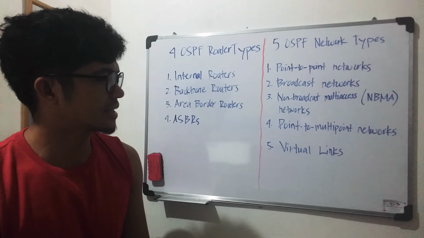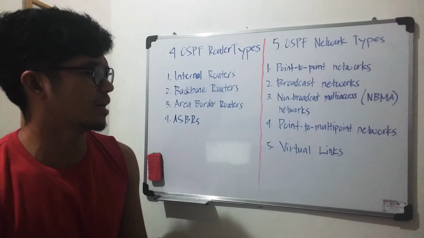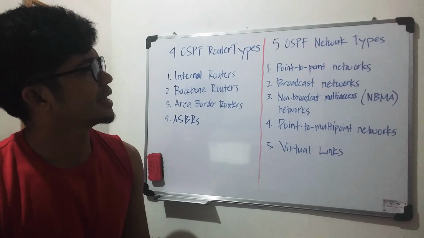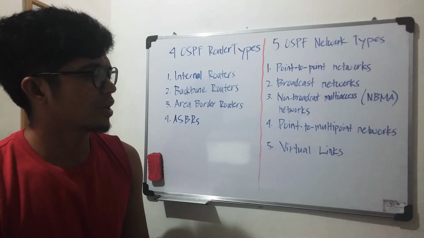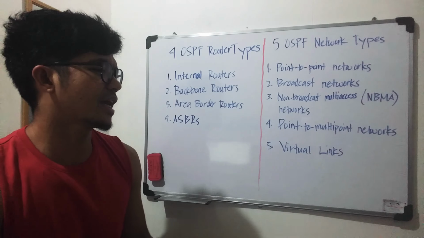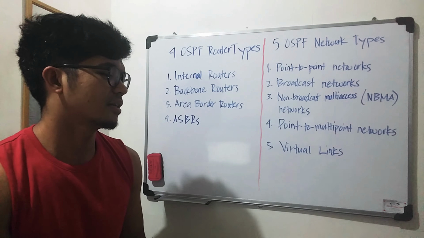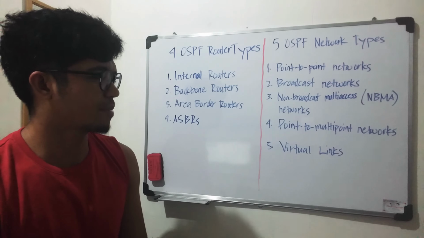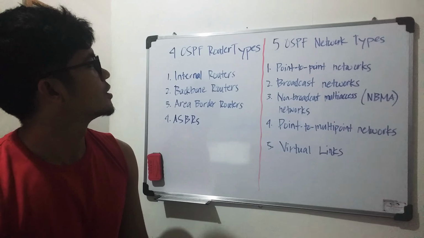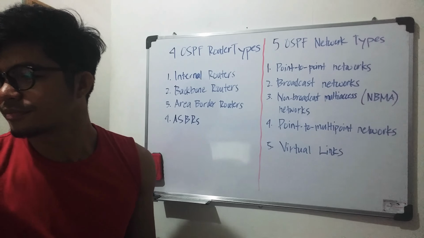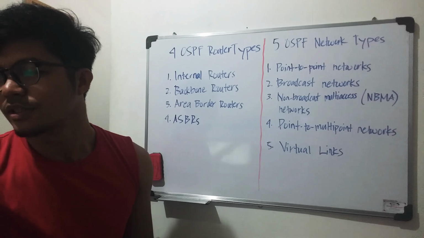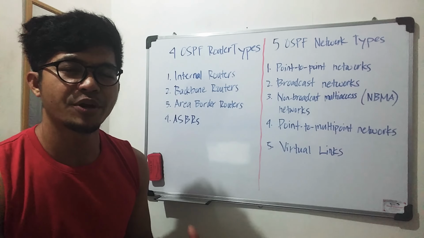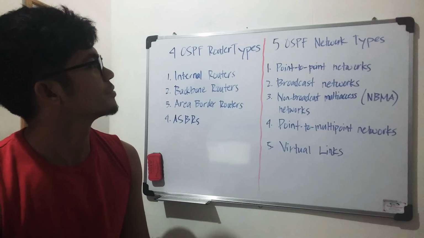And last is virtual links. This is just a network type where you connect an area through a non-backbone area to the backbone area. So let me say that again. You link an area through a non-backbone area to the backbone area.